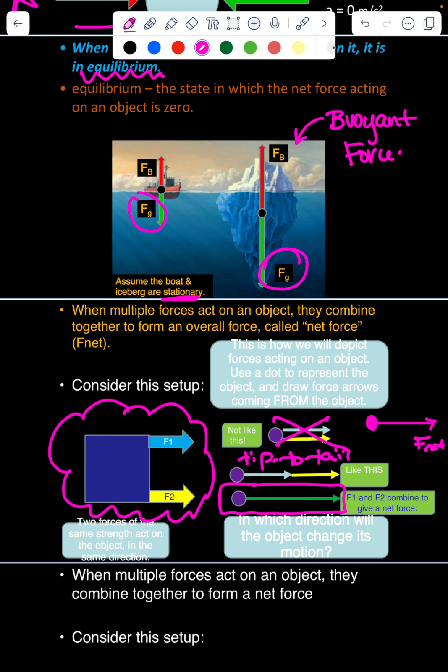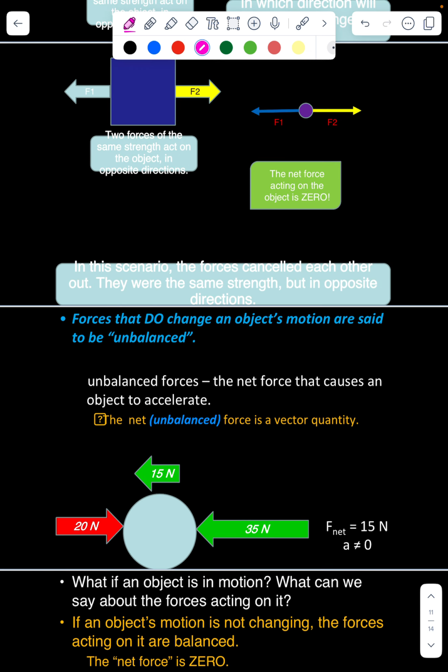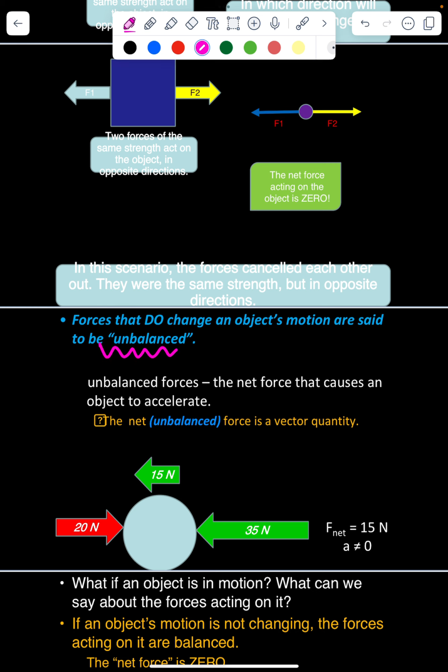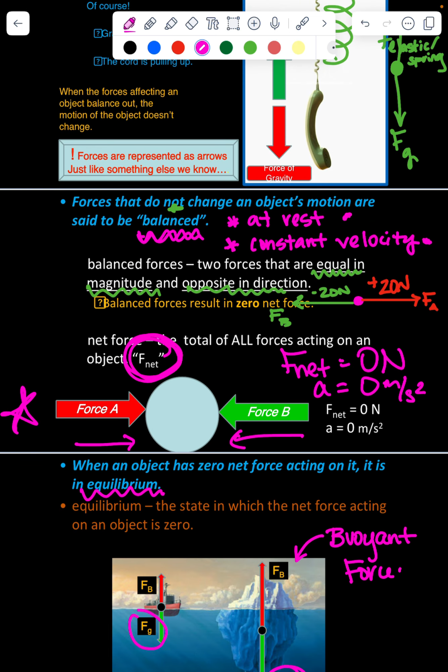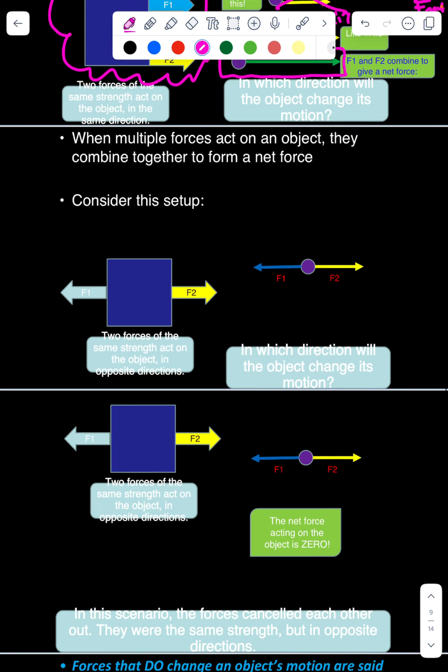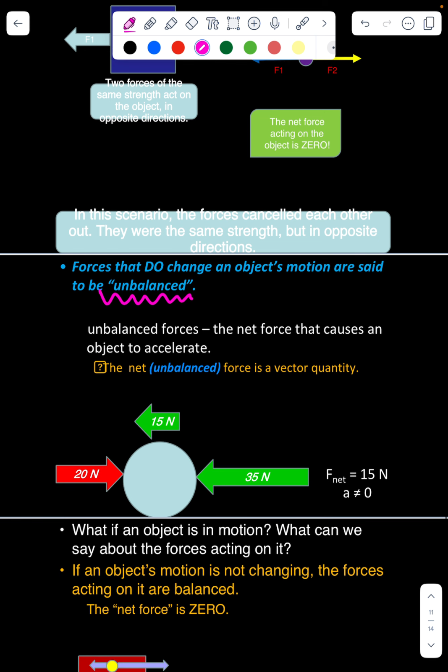Well, if you look at that, you only have one arrow on one side. There is not an arrow on the other side that is balancing it out. So this is called unbalanced forces. Just like up here, we can have two scenarios if we have balanced forces, and that's when an object is at rest or going at a constant velocity. Whenever they are unbalanced, you are going to have some type of acceleration.